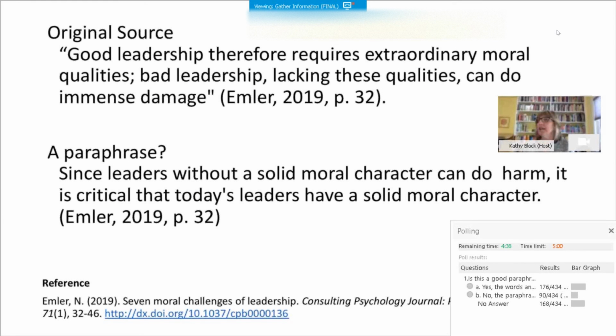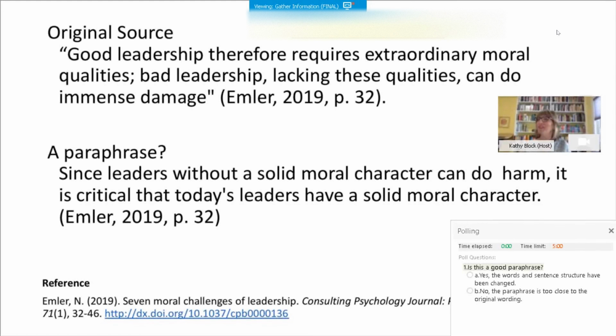Here it is. Since leaders without a solid moral character can do harm, it is critical that today's leaders have a solid moral character. Let's see what you think. Is this a good paraphrase?